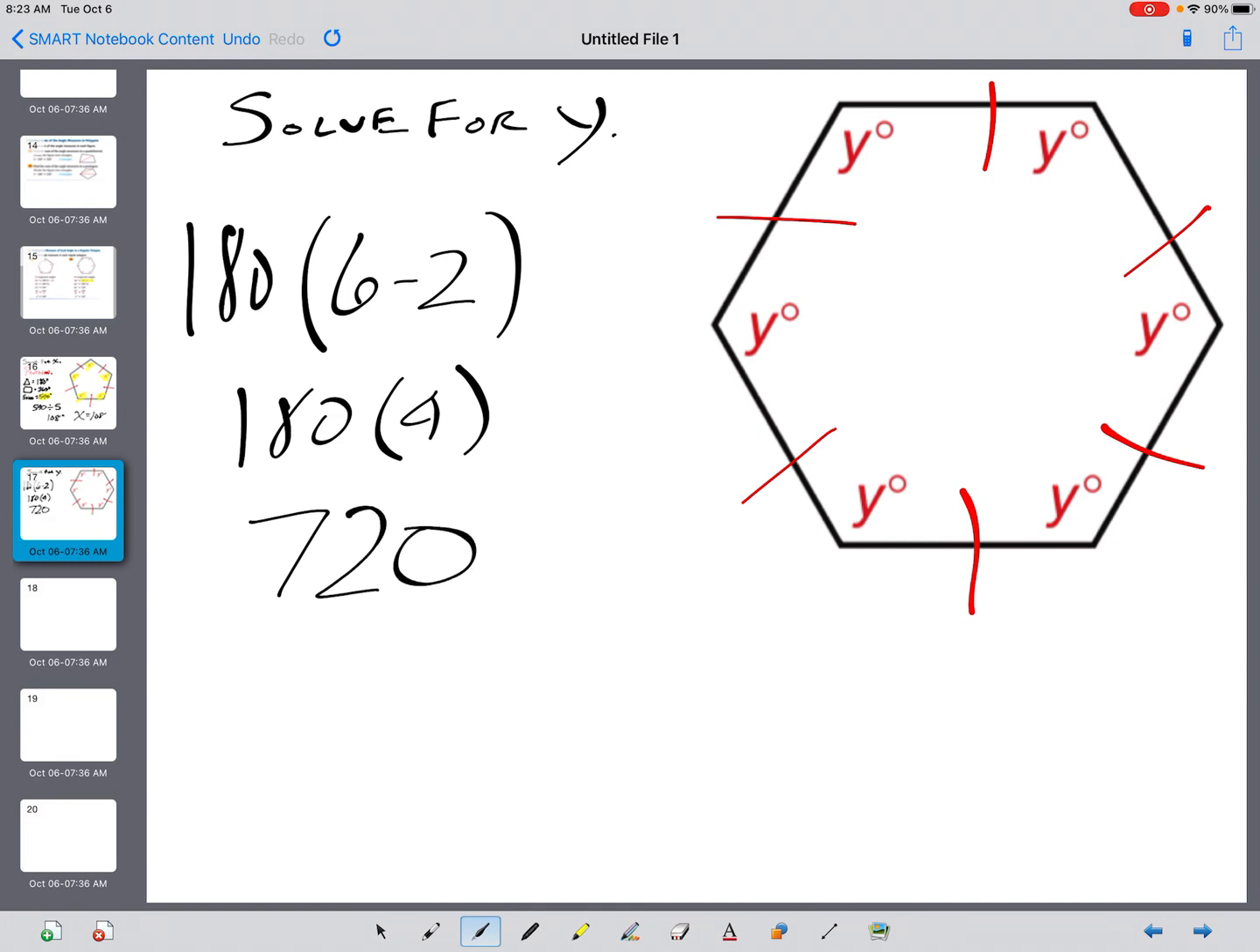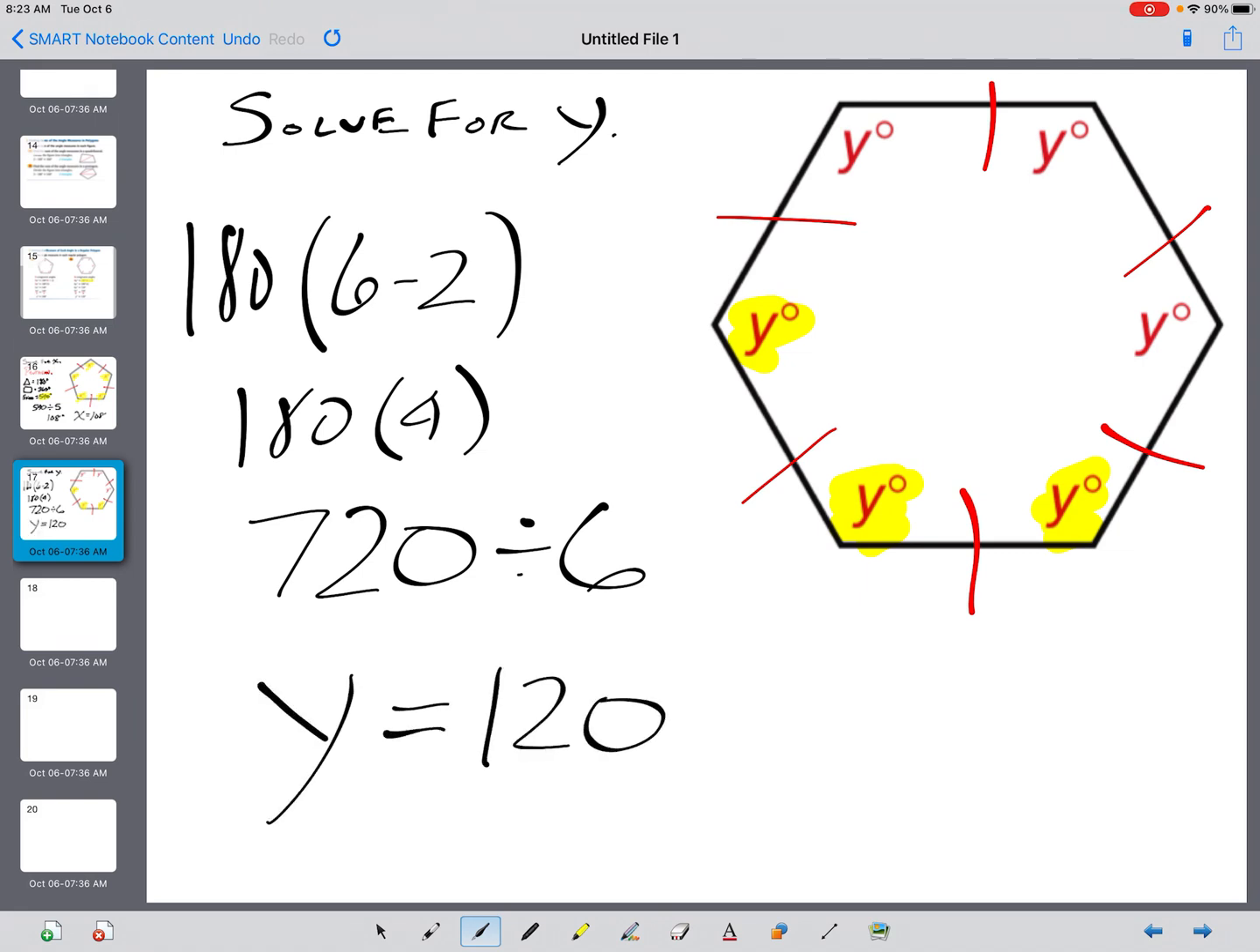Okay, now we have to get the angle measure for each angle, and there's 6 of them in there. So we're just going to divide the 720 by 6, and you come out to a value for y of 120 degrees. And so that is the angle measure inside of a regular hexagon.